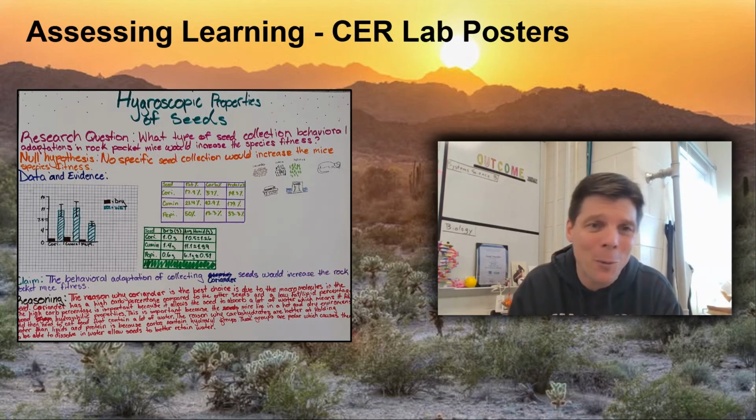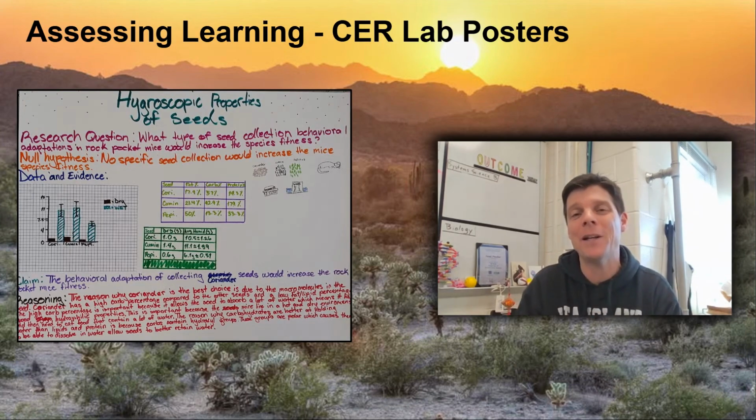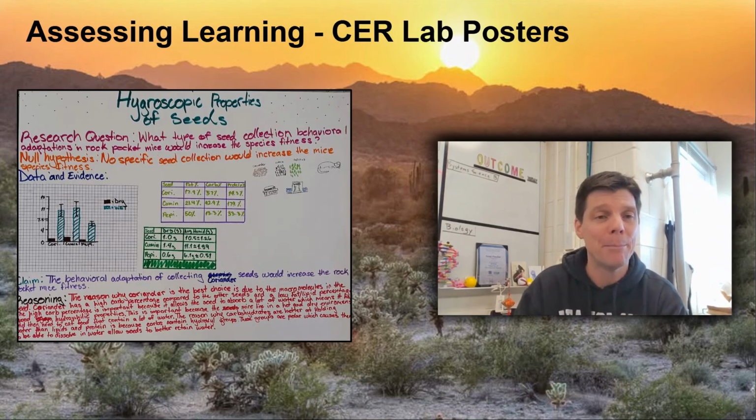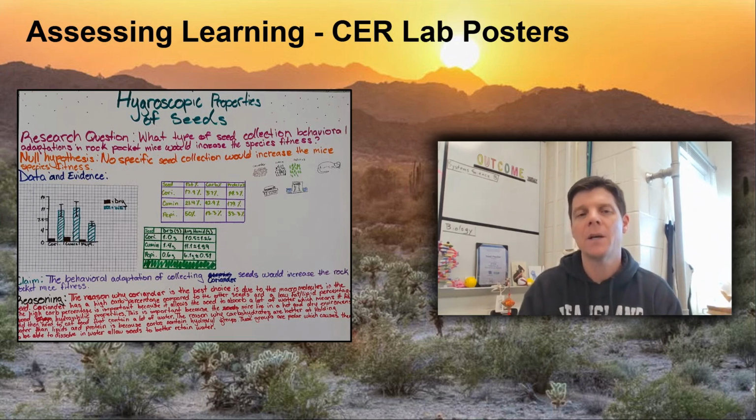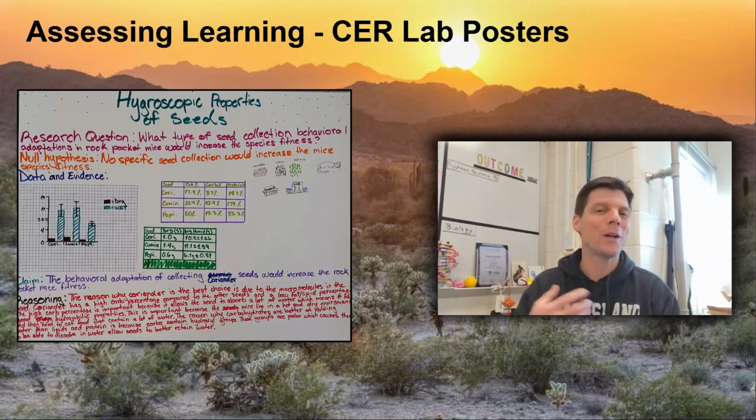This is another way that we're assessing student learning with the storyline units. So this is an example of a CER, claim evidence reasoning, lab poster. This one is one example that my students made last year for the hygroscopic properties of seeds experiment. So they have a research question: what kind of seed collection behavior would be adaptive to the rock pocket mice? Is it more beneficial for them to gather seeds that are higher in lipids? Is it more beneficial to gather seeds that are higher in carbohydrates? Or maybe higher in proteins? So we're going to answer that question.